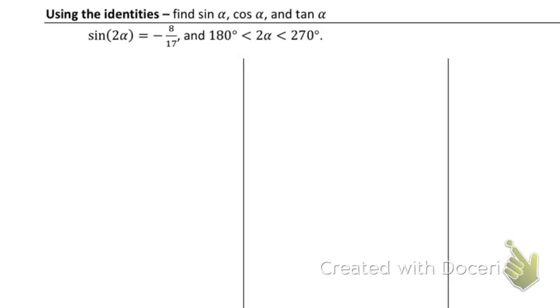So I need to find sine alpha and cosine alpha. We're going to get rid of the tangent alpha. It just adds a little to it that I don't need. We're just going to find sine alpha and cosine alpha. They gave me sine of 2 alpha equals negative 8 over 17. I can't just divide by 2 on both sides, so don't do that. This is not a multiplication. So we need to use identities to solve this, and we're going to solve these the same way every single time.